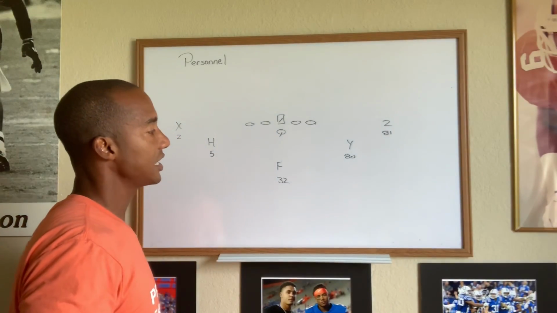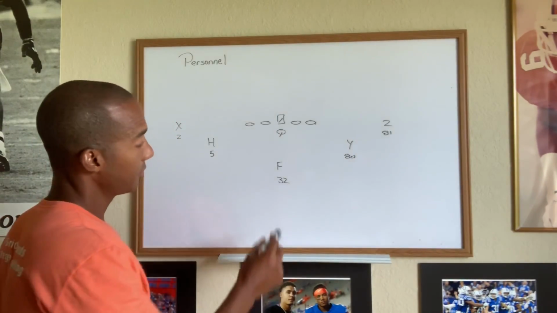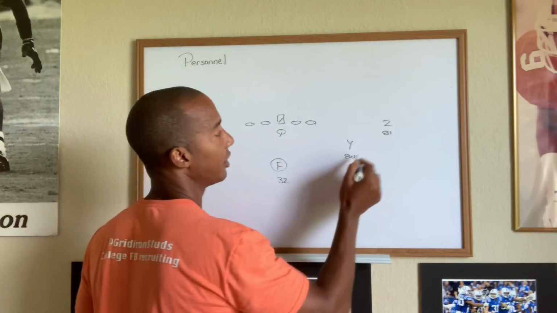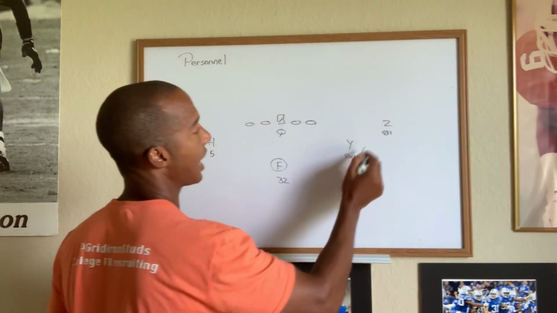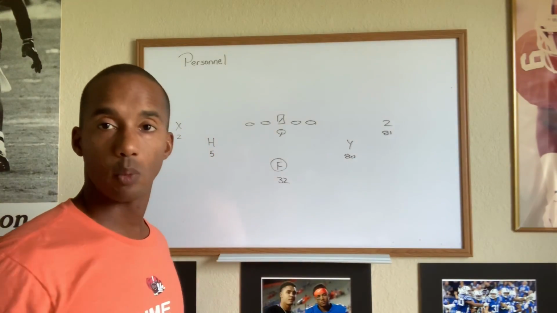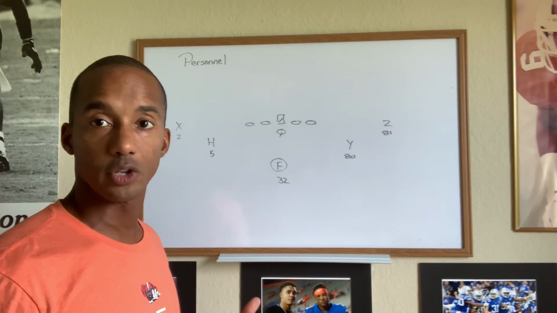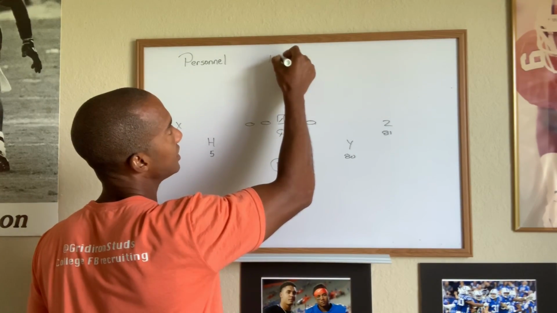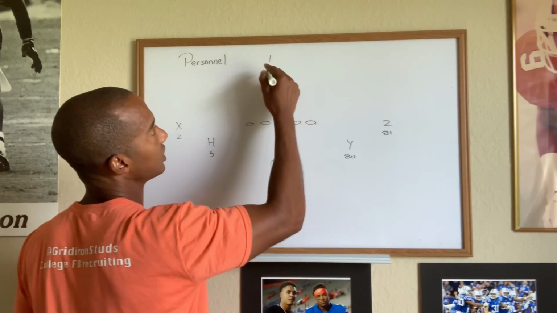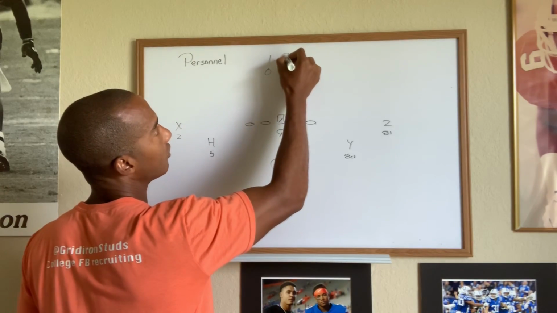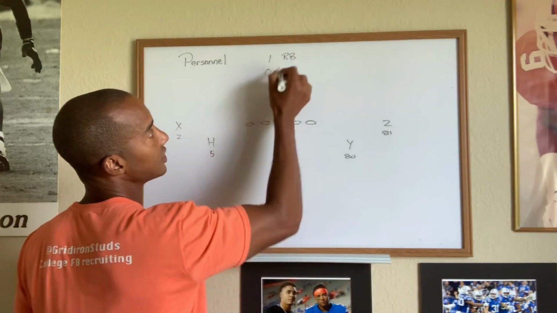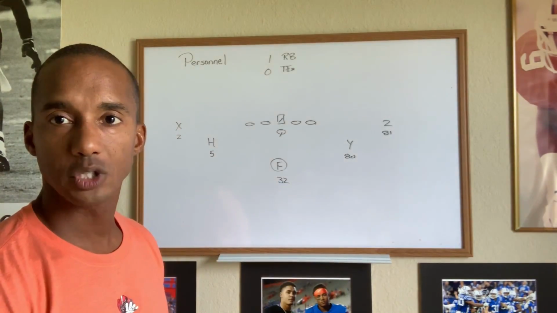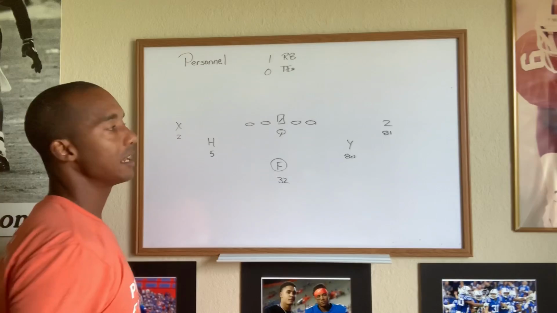In this particular case, this would be 10 personnel, because how many running backs do we have in the game? Just this one. And none of these guys that are lined up out here are what we would call tight ends. They're not tight ends. So there are no tight ends in the game. So in this particular case, this is called 10 personnel. There's 1 running back and 0 tight ends in this formation. No tight ends. So it's 10 personnel.